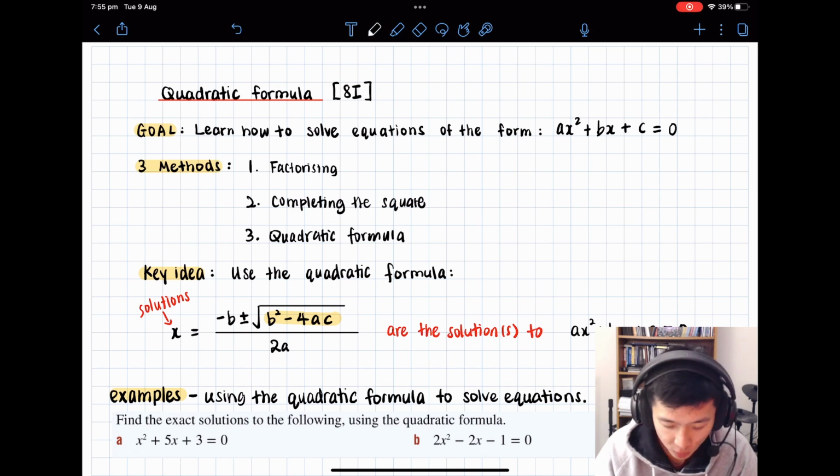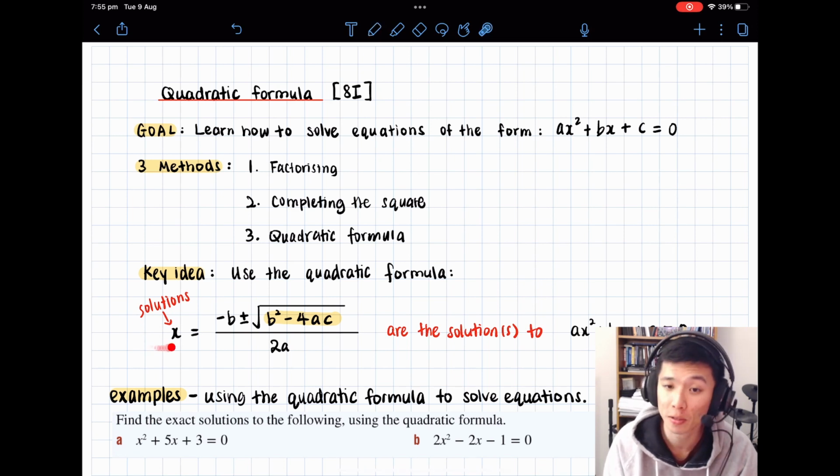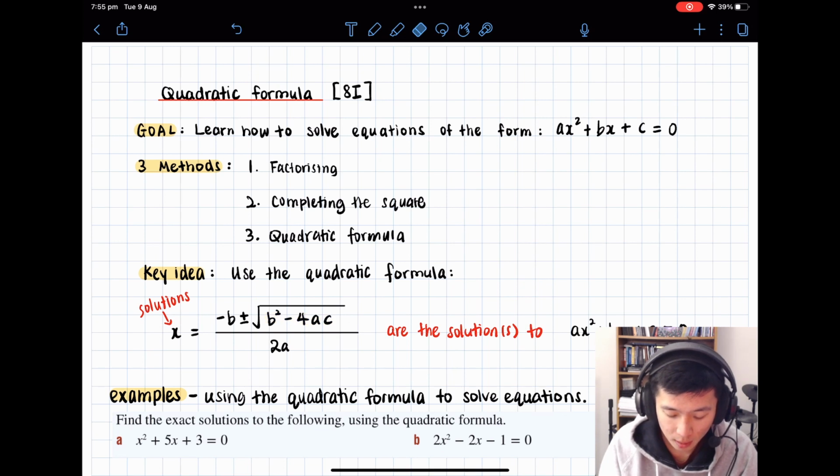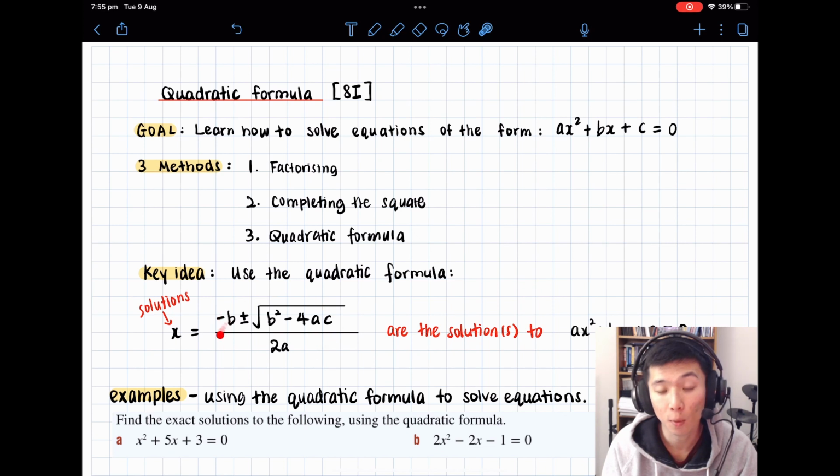It says that we've got x, which represents the solutions, by the way, is equal to negative b plus minus the square root of b squared minus 4ac over 2a. And this crazy looking expression here will give you the solutions to a quadratic equation that has coefficients of a, b, and c, as you can see here.